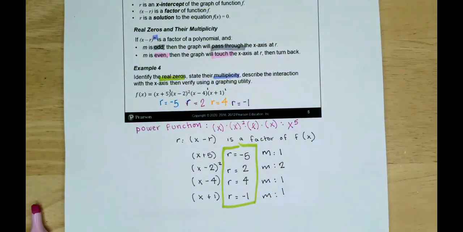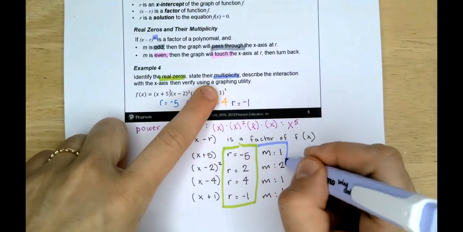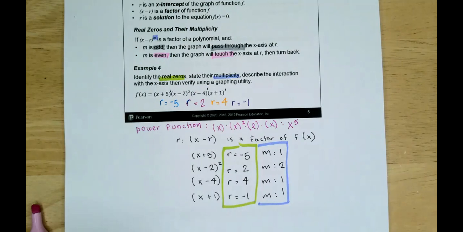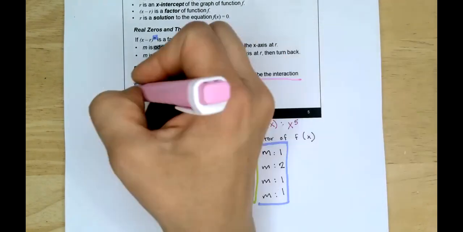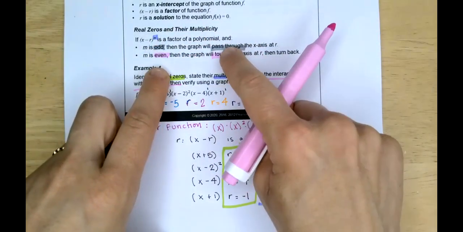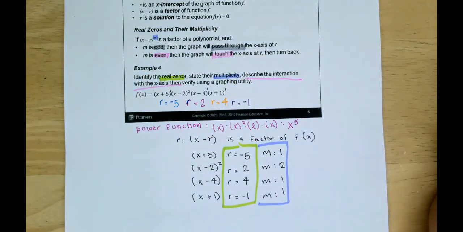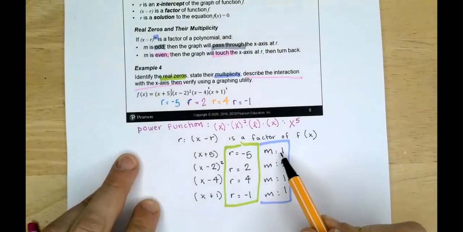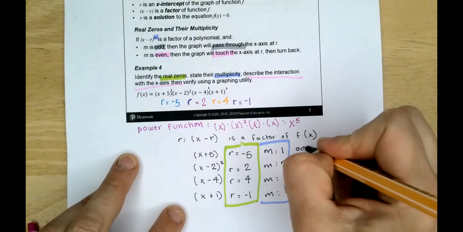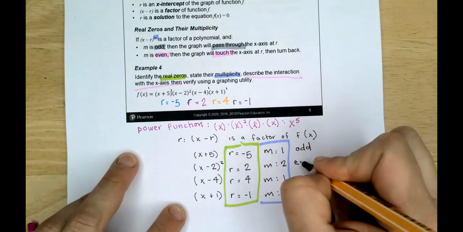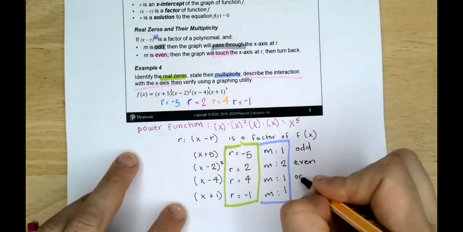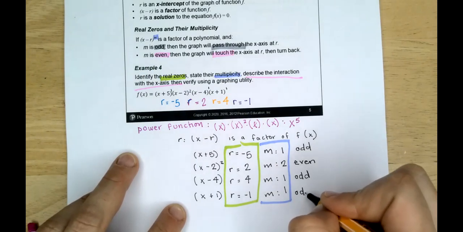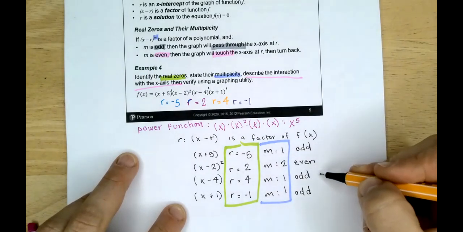Okay? So, identify the real zeros, state their multiplicity. Got it. Describe the interaction with the x-axis. It sounds confusing, but we can do this, okay? Describe the interaction with the x-axis. That means, does it pass through the x-axis or does it touch the x-axis? It says, if m is odd, so we know 1 is odd. We know 2 is an even number. We know 1 is an odd number. So this one's odd, this one's even, this one's odd, and this one's odd.